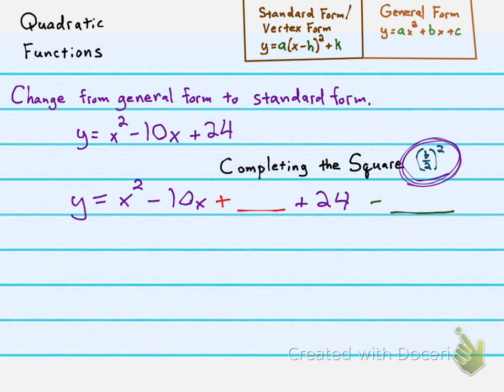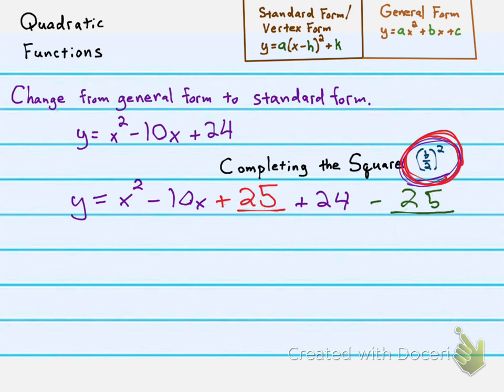So what number do I put in there? Well, half of the middle coefficient squared. The middle coefficient is 10. Half of 10 is 5. 5 squared is 25. All I'm really doing to the right side is adding 25 and then subtracting 25. If these two cancel out, I'd get what I started with.